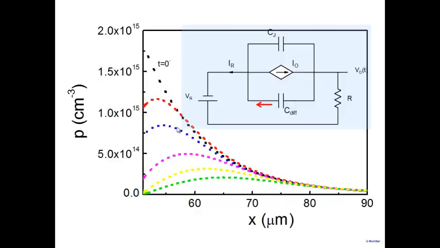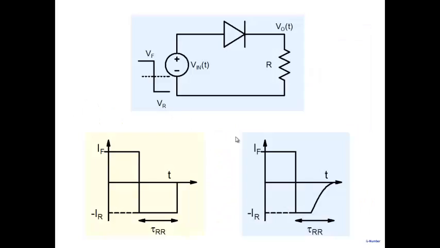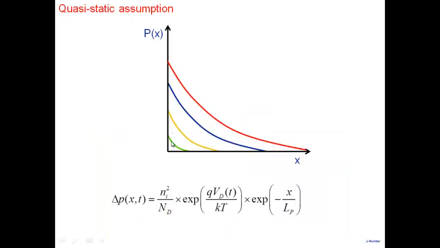Look at this picture now. I've shown you how the actual hole density falls. Look at the way hole density is falling. Now remember, our quasi-static picture was what? Hole density is going like this. It's the same shape and is dropping exponentially like this, like this, like this. This is the quasi-static picture.